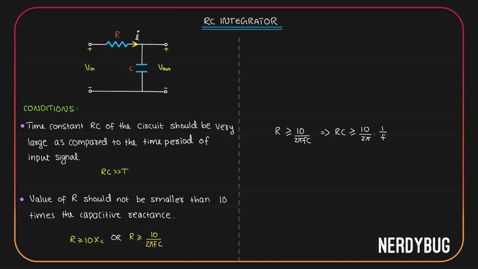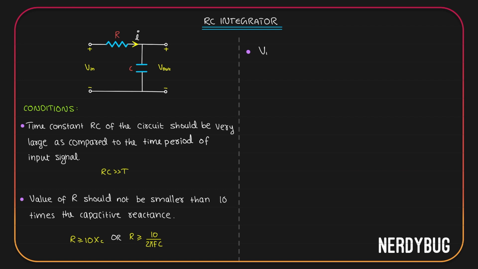1 by F is the inverse of frequency of the input. That is the time period of the input. So we can write RC should be greater than or equal to 10 by 2 pi times time period, which means the time constant RC is very much greater than the time period of the input signal. Now, here we need the resistance to be very much higher than the capacitive reactance. So, most of the input voltage will drop across the resistor.